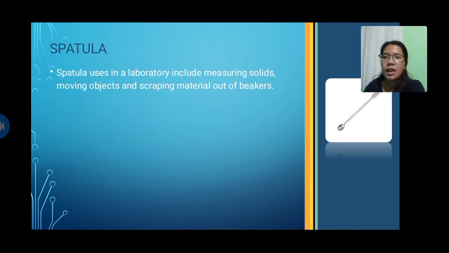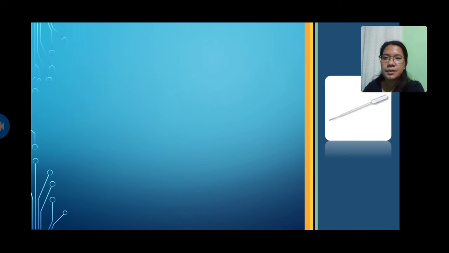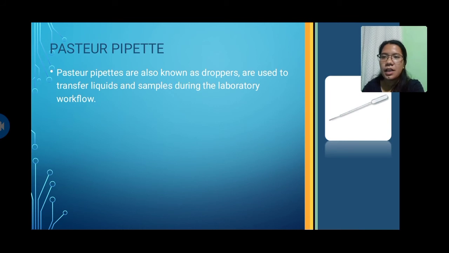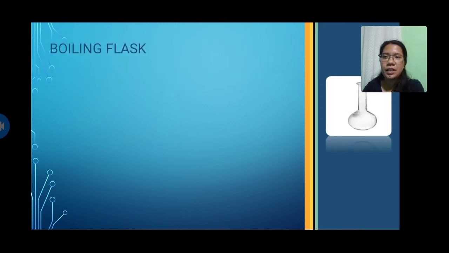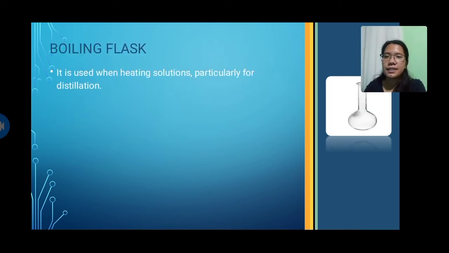Spatula. It is used to measure solid, moving objects and scraping material out of beakers. Pasteur pipette. It is used to transfer liquids and samples during the laboratory. Boiling flask. It is used when heating solution, particularly for distillation.